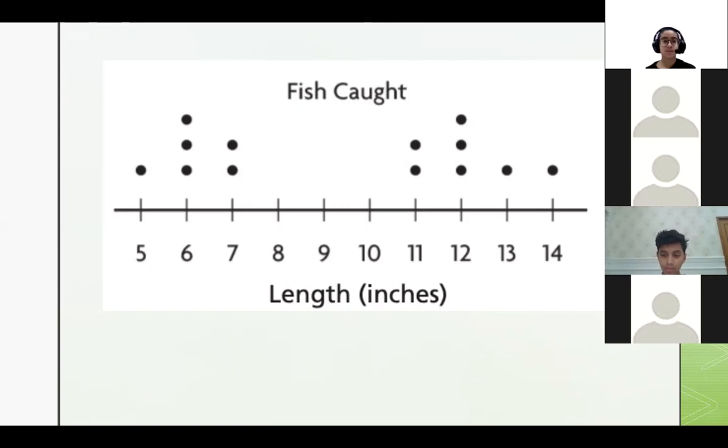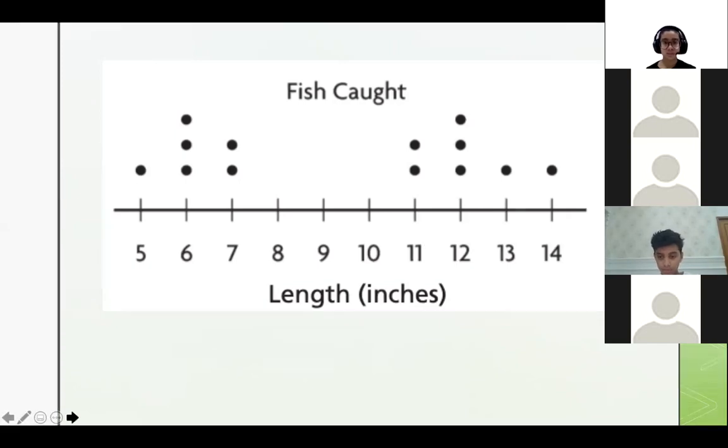So even before reading any word problem, the graphical display in front of me, the dot plot, should tell me exactly what the data set is about. From the title, I could tell that some people caught some fish. Then they classified and organized their data based on the length in inches of those fish. Is it clear? Yes. Okay.